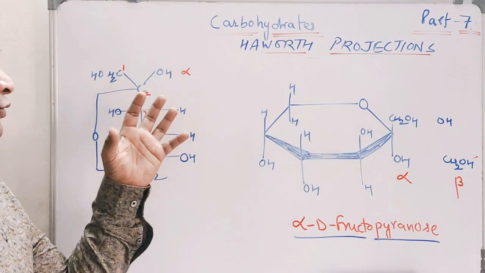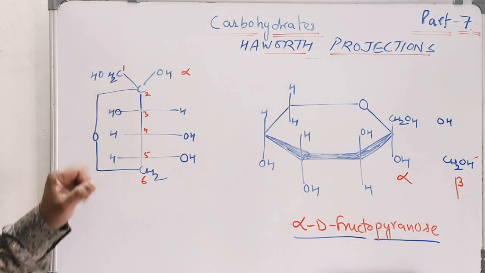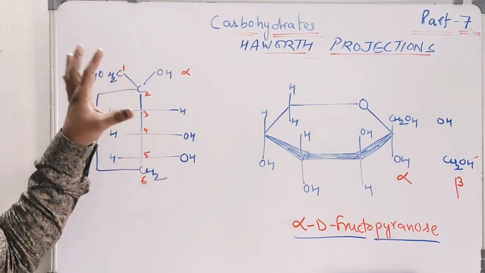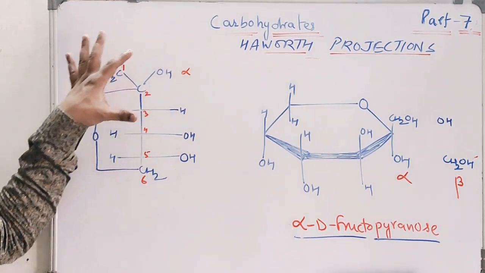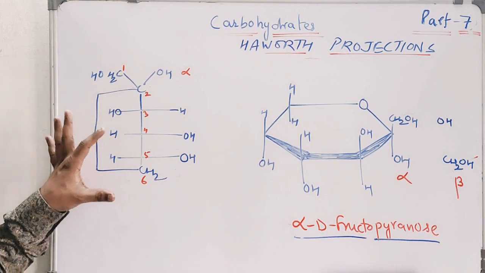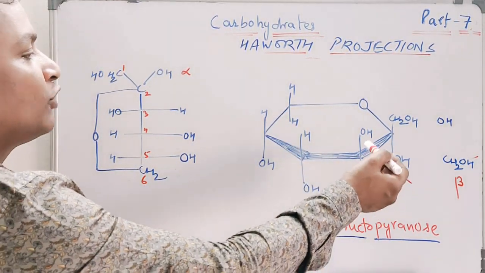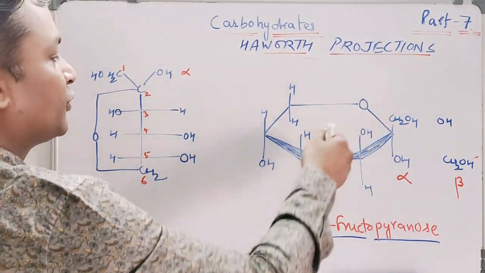Now fructose in a 6-membered form. The name of this compound is alpha D fructopyranose. As you can see here, this is the alpha D fructopyranose Fisher form. Now the Fisher form is changing into the Haworth form. In Haworth form, for a 6-membered ring we write the hexagonal structure.